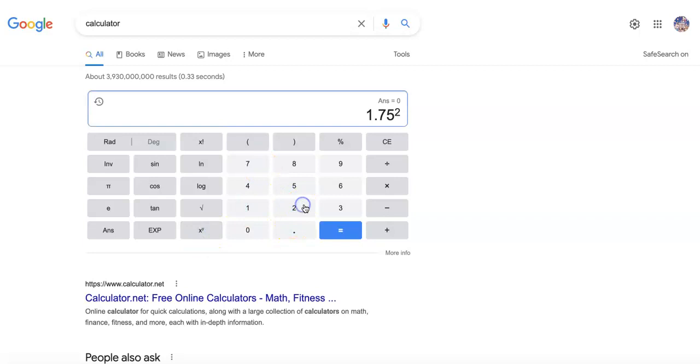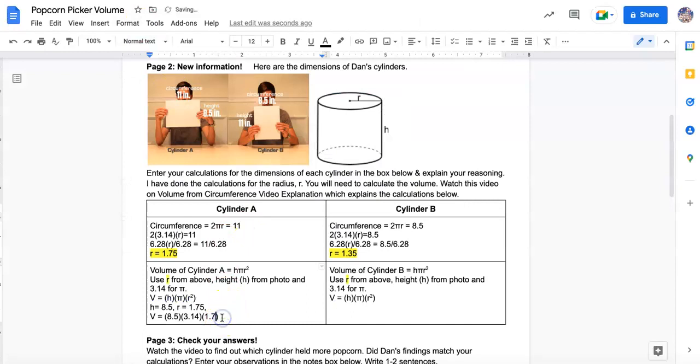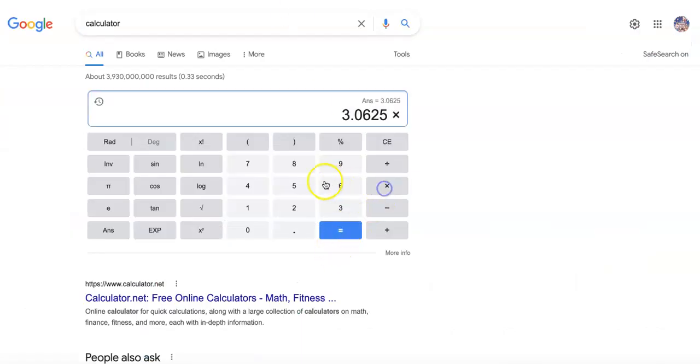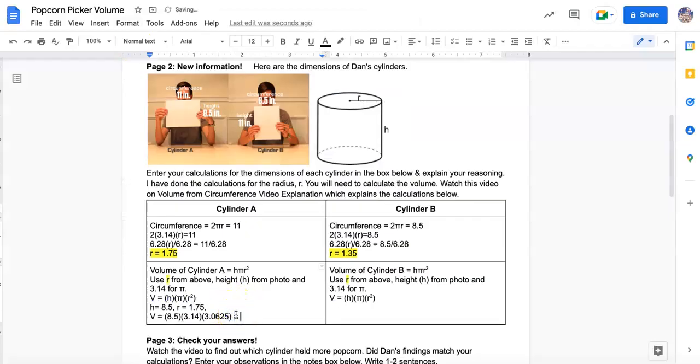So I'm going to go ahead and take 1.75 and I'm going to square it. 1.75 to the second power. That's 3.0625. I'll go ahead and plug this in, 3.0625. And then I'm going to multiply that by 8.5 and 3.14, 3.14 times 8.5 times 3.0625, 81.74. And so I'm going to actually round up to 7.4. You could say 7.38. I'm just going to go 7.4. And you can Google how to round and you'll understand that. So that's 81.74.